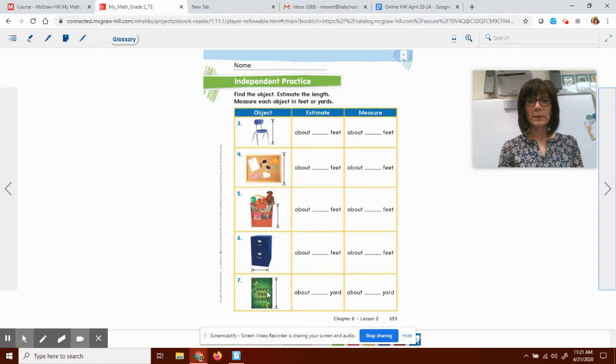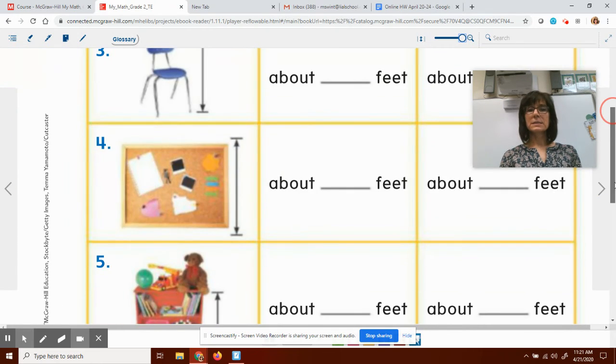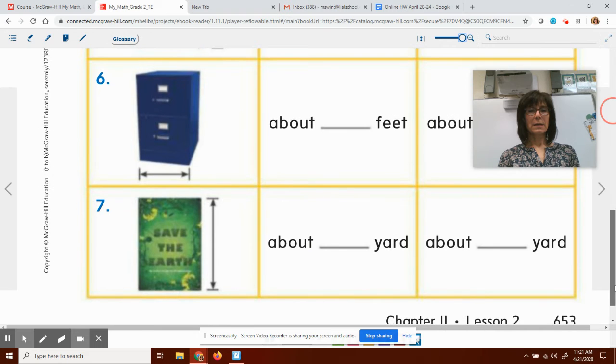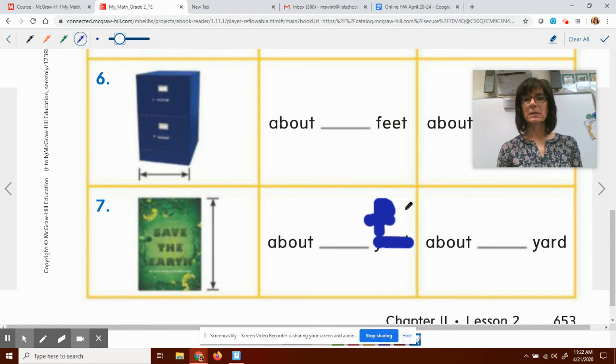This looks like it's a book. Save the Earth. If that's a book, let's take a look. I'm going to make mine a little bit bigger because if this is a book, I think it's silly that they're telling you yards. So Mrs. Swint is changing these directions, cross off yards and put feet, unless my book's different than your book.